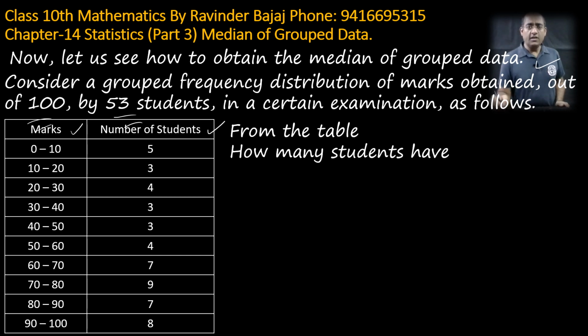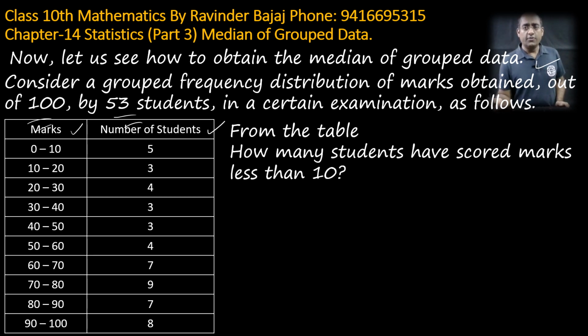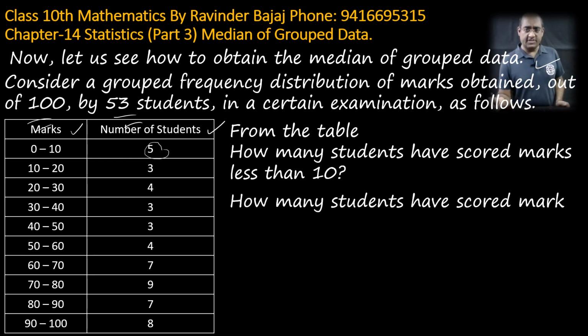From the table, how many students have scored marks less than 10? There are 5 students who have secured 0 to 10, so I'll say less than 10. Next, how many students have secured marks less than 20? Now less than 20 means less than 10 is also included. So 0 to 20 will be 3 plus 5, that is 8.